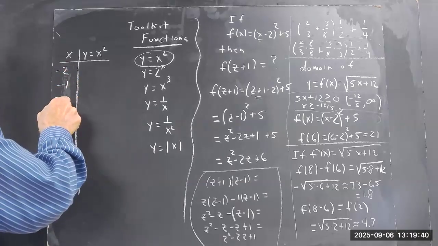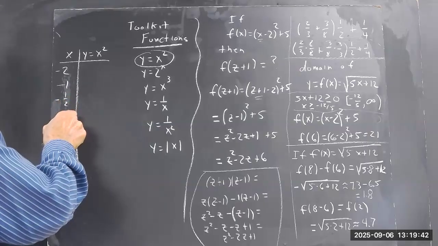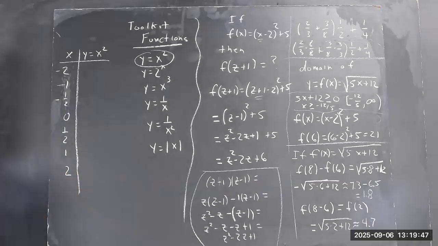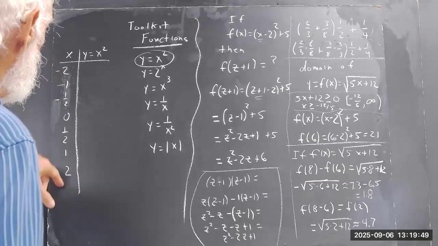-2, -1, -1/2, 0, 1/2, 1, 2. Okay, you try to use all these numbers.